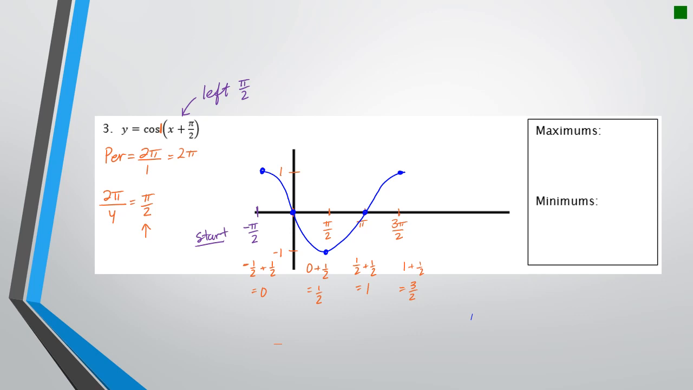Maximums and minimums are asking you for the highest and lowest points on the graph. So there are actually 2 maximums, this one here and this one here. They're both maximums because they are both just as high as the other one. So I'm going to write down 2 points. The first one is at negative pi over 2, 1. And this other one is at 3 pi over 2, 1. And then for minimums, this one's asking me for the lowest point. So there's only one minimum, and that happens at pi over 2, negative 1.